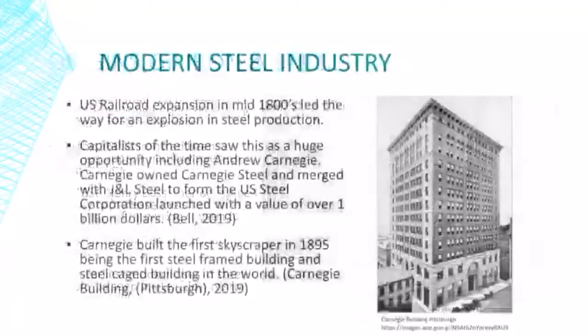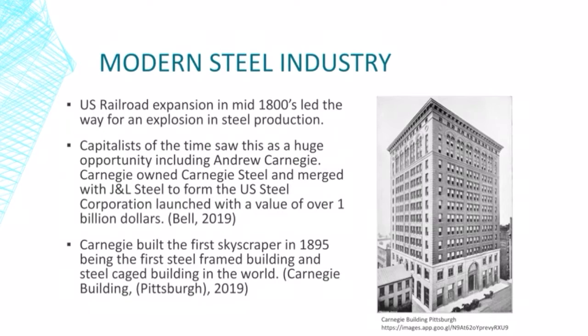The U.S. railroad expansion in the mid-1800s led the way for an explosion in steel production. Capitalists at that time saw this as a huge opportunity, including Andrew Carnegie. Carnegie owned and operated Carnegie Steel and merged with James L. Steel later on to form the U.S. Steel Corporation. Carnegie built the first skyscraper in 1895, being the first steel frame building in Pittsburgh and steel cage building in the world.